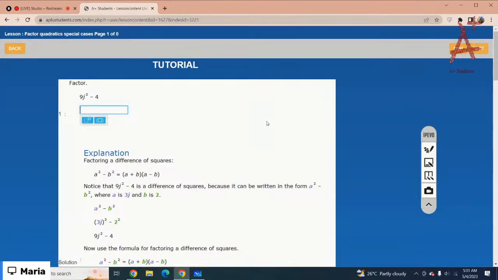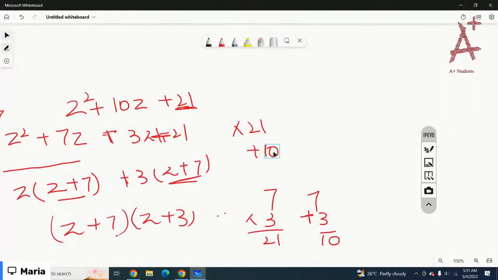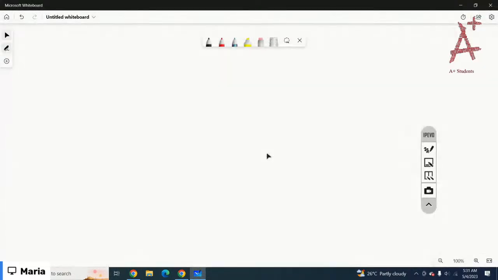9j square minus 4. So basically they are the complete squares. Let's start with the first one, 9j square minus 4. Here you have 9j square. This is the square of 3j. Here you have 4 and this is the square of 2.